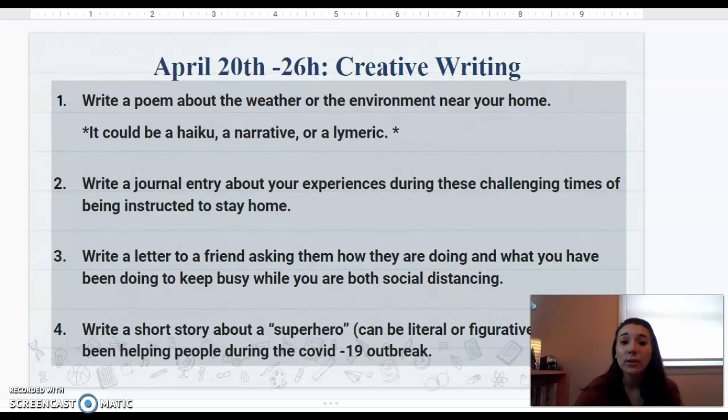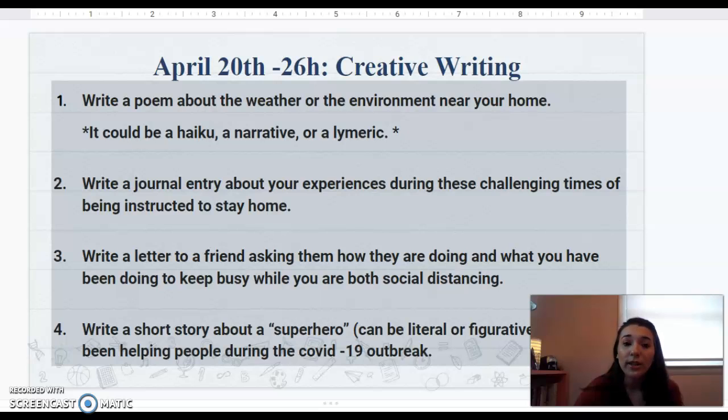You could write a journal entry about your experiences during these challenging times of being instructed to stay home, which would be a lovely thing to do. You could write a letter to a friend asking them how they are doing and telling them about what you've been up to keep busy while you are both social distancing. You can include pictures if you'd like. You could send this letter to somebody via email. It would be a very nice thing to do to check in on your friends.